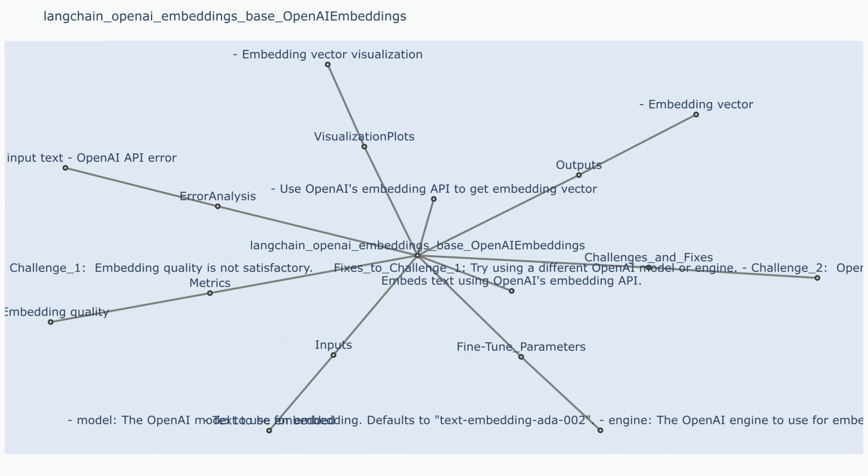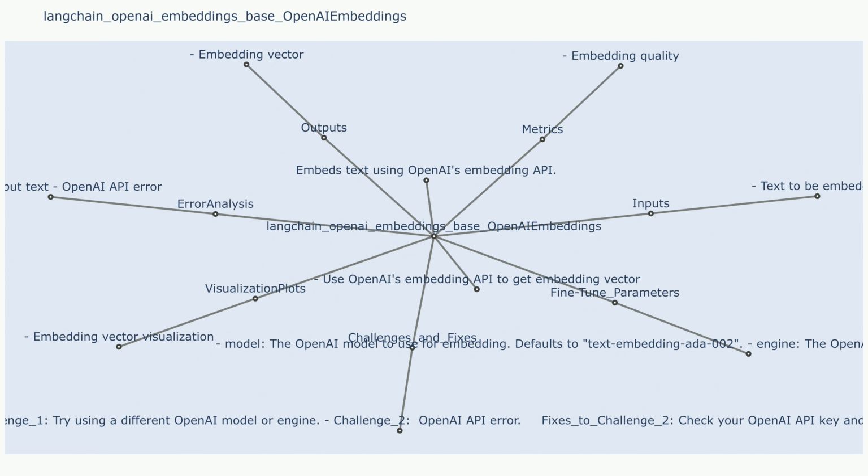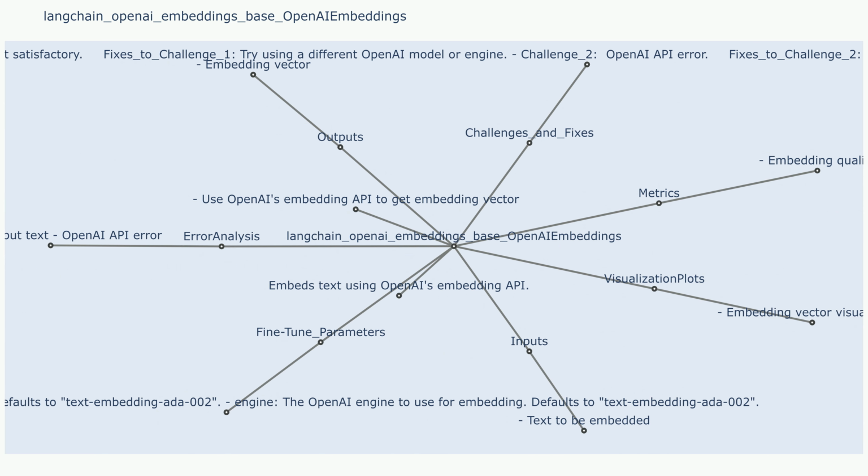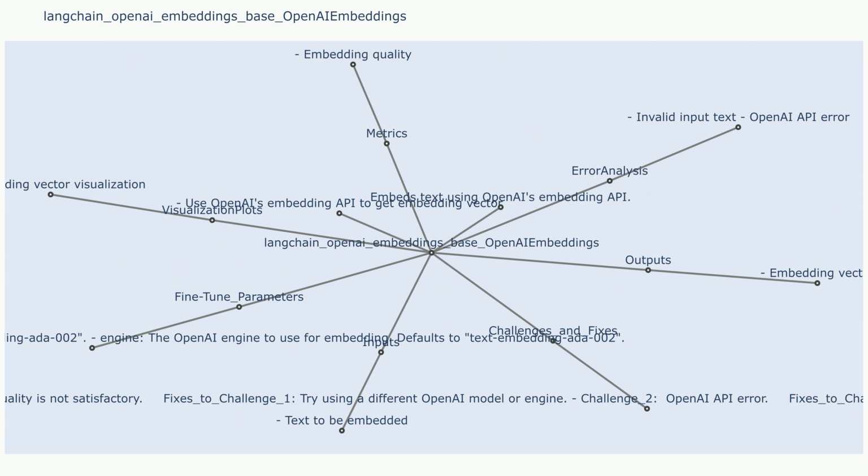Steps: text preprocessing: the input text is cleaned and tokenized to prepare it for embedding. This might involve removing punctuation, converting text to lowercase, and splitting the text into individual words or sentences. Embedding generation: the prepared text is passed to the chosen OpenAI embedding model, which produces a numerical vector representation of the text. This vector captures the semantic meaning of the text in a high-dimensional space.